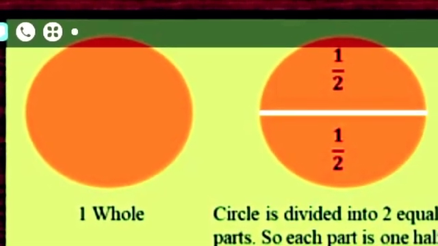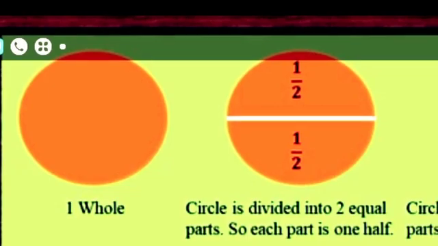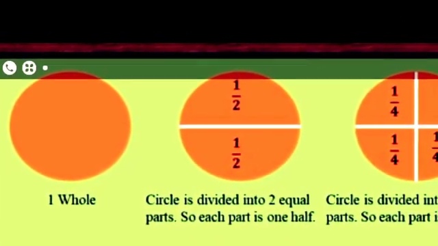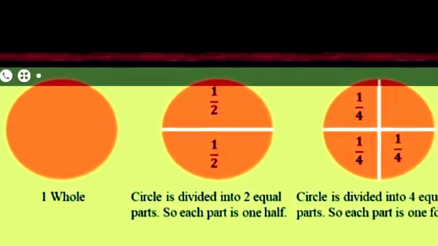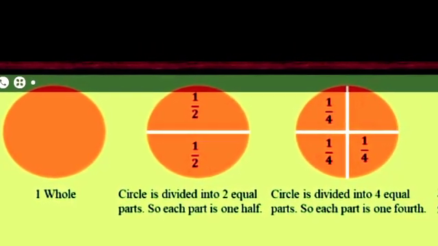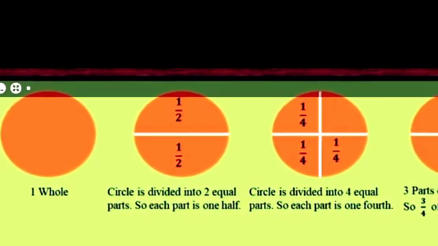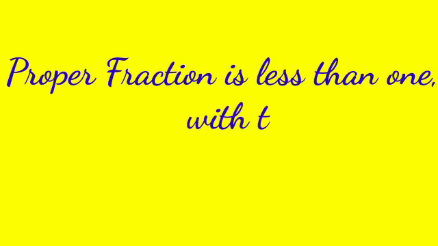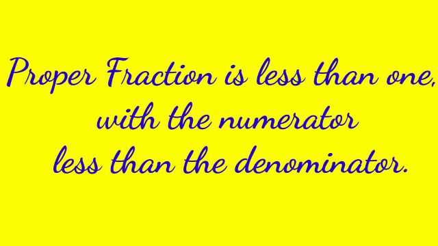See, if we'll consider a whole pizza or a chapati as 1, means this is a whole. And if we'll divide into 2 equal parts, it becomes half. In 4 parts, it becomes 1/4. Okay, so let us see the circles and how we divide it. Students, what is fraction? There are two types of fraction, proper fraction and improper fraction.